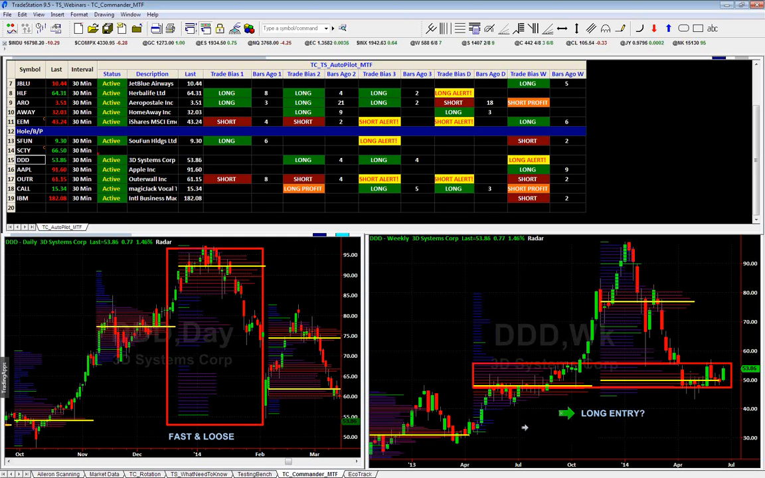Now, it's tried a few times to bounce from there, and it hasn't really done well, but the real play is going to be if you look left, and we always want to look left, look at this radar. We see that really from the level of about 54-ish, 54 and a half, up to about 80, there's been no volume. There was a gigantic move. Look at this. Boom, boom, boom, boom.